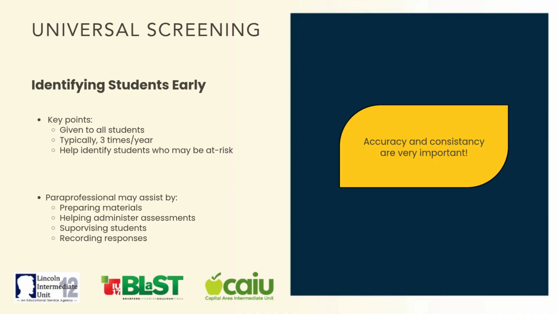Universal screening assessments are designed to identify students who may be at risk for academic difficulties. Key points regarding universal screening. They're given to all students, usually administered 3 times per year. They help schools identify students who may need intervention. Examples include DIBELS, Acadience, benchmark reading assessments. These assessments are quick and efficient. They are not meant to provide detailed information about every skill.